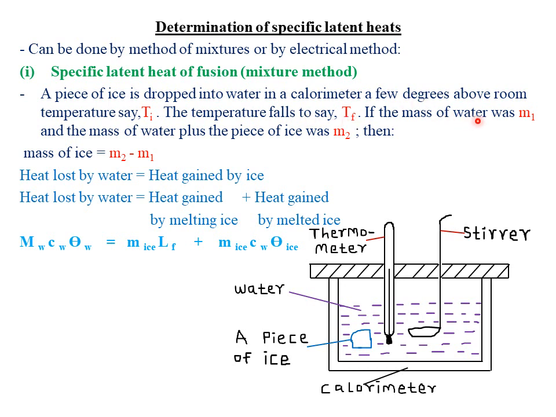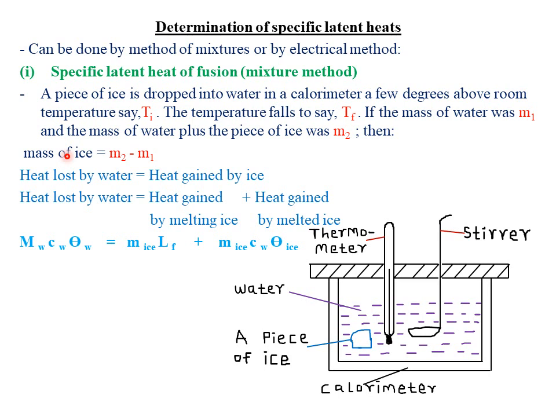So if the mass of water was M1 and the mass of water plus the piece of ice was M2, then it simply means that the mass of ice will be given by the mass of water plus the ice minus the mass of water alone. So M2 minus M1 will give us the mass of the ice.